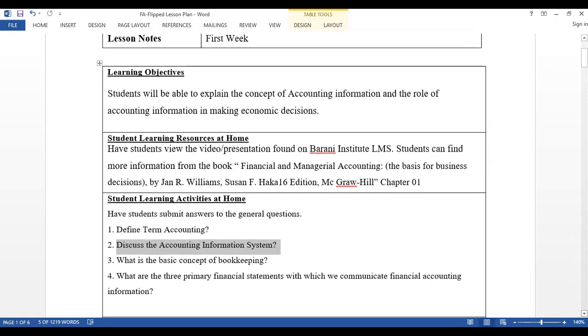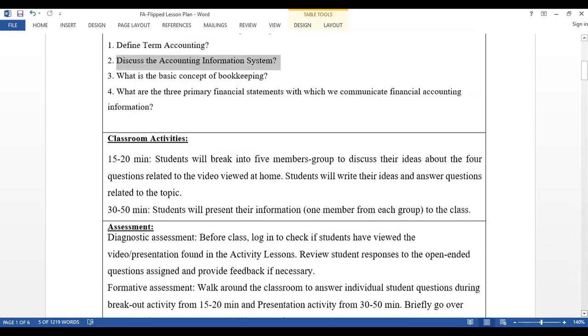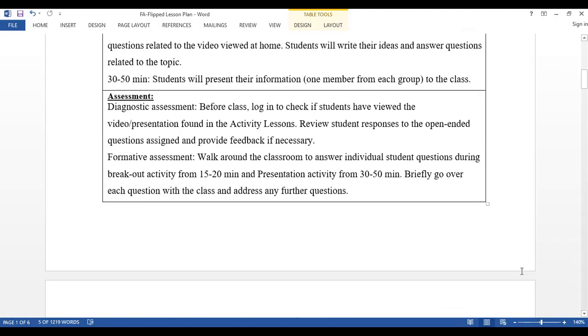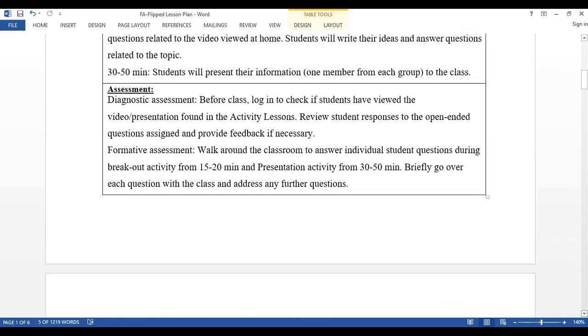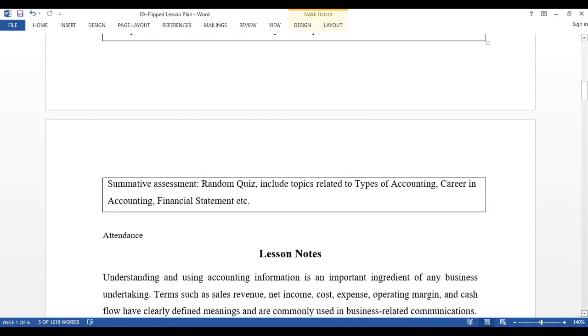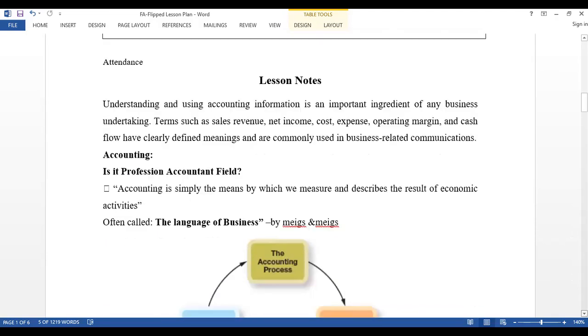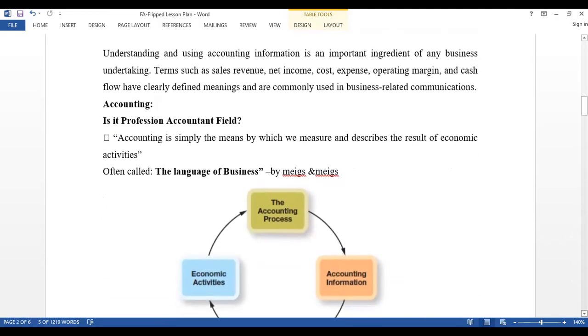Further, the classroom activity and assessment I have already discussed in your flip slides or lesson notes detail. Let's start the lesson notes without wasting time. Then, what is accounting? Right now I am just telling you what accounting is, but in class you will tell me.